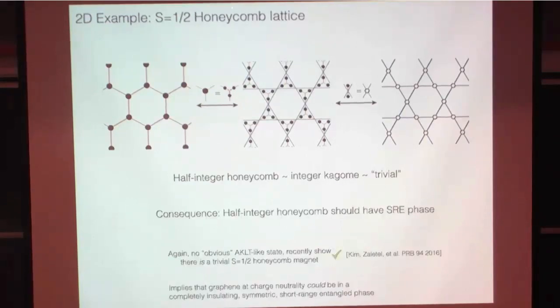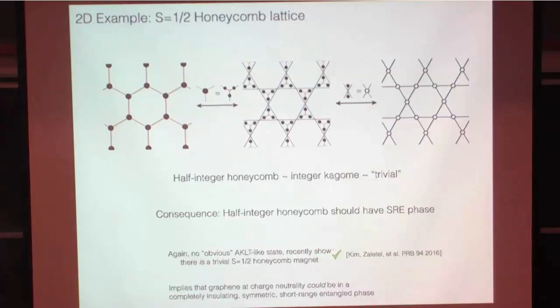So like the spin 1 case, no one had written down an example of a spin 1/2 magnet which was short-range entangled on the honeycomb. But working with Ying Rang's group, we did a similar tensor network calculation. We're actually able to show that there are trivial magnetic phases on the honeycomb.